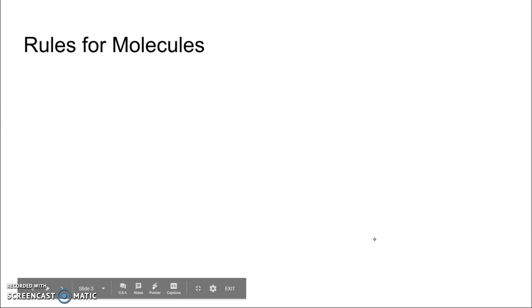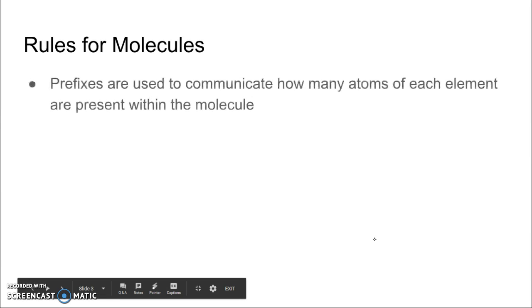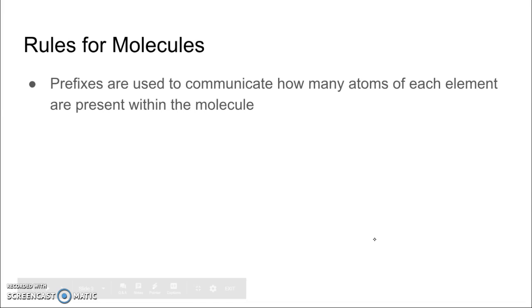So rules for molecules. The biggest thing for this has to do with prefixes. Now, prefixes, hopefully you learned in your English classes what that means. An example that I like to think of that describes prefixes is hyperthermia and hypothermia. Those hyper and hypo in front of the thermia, those are describing parts of the word. Hypothermia means you're getting too cold. Hyperthermia means you're getting too hot.